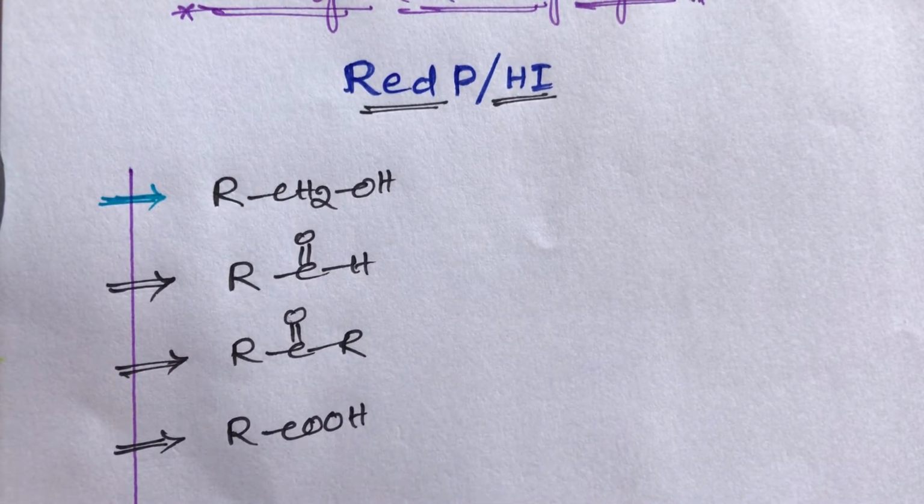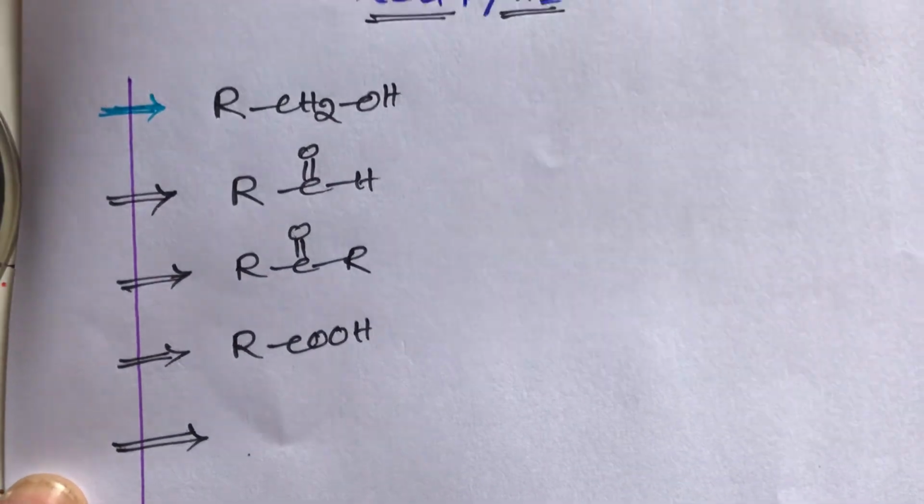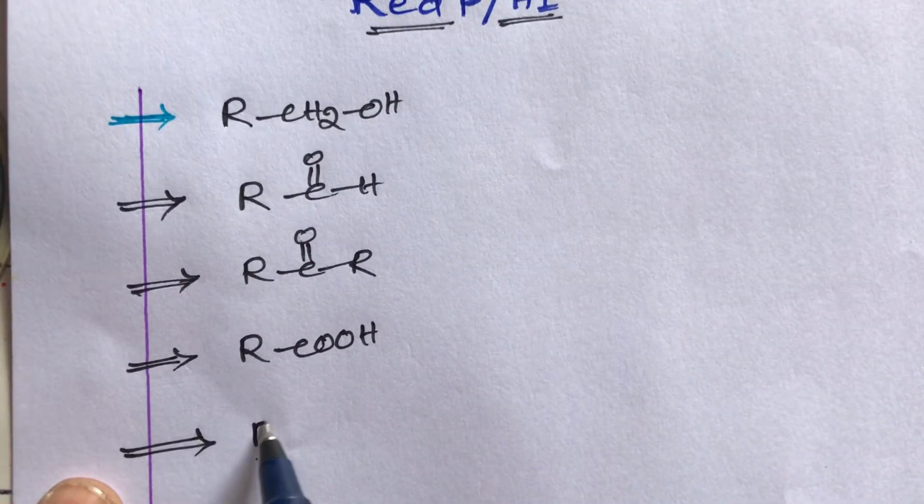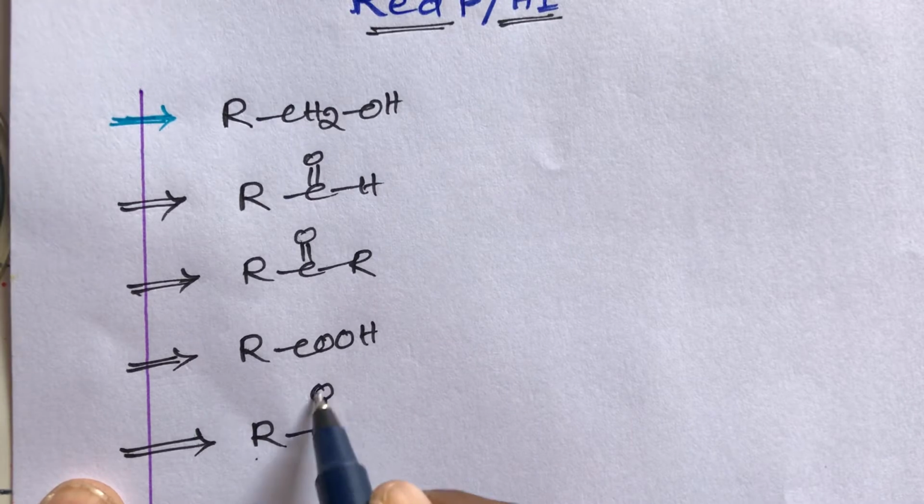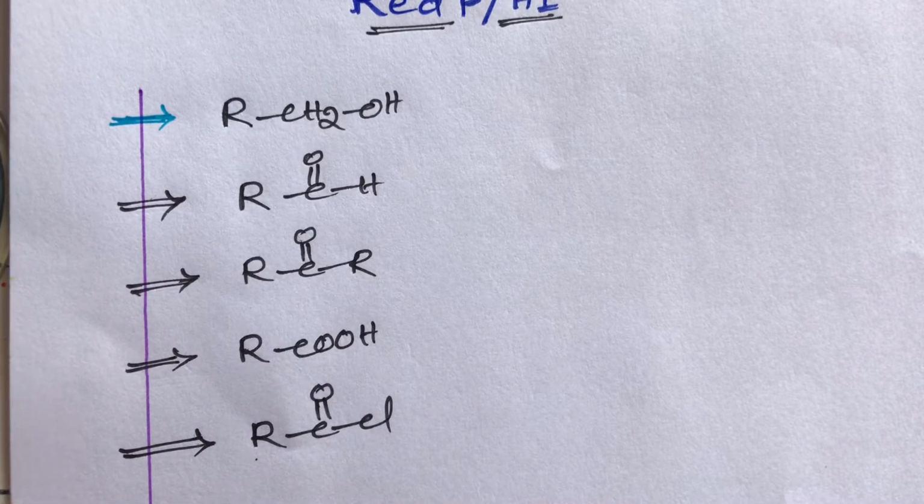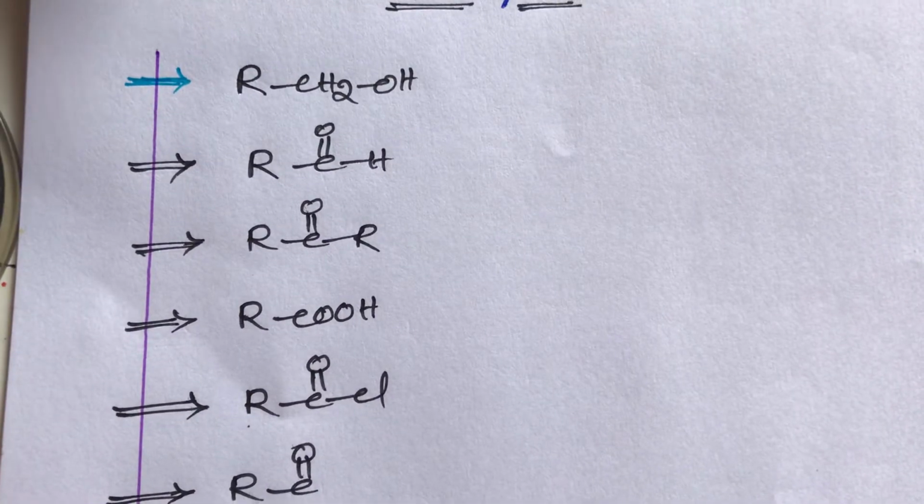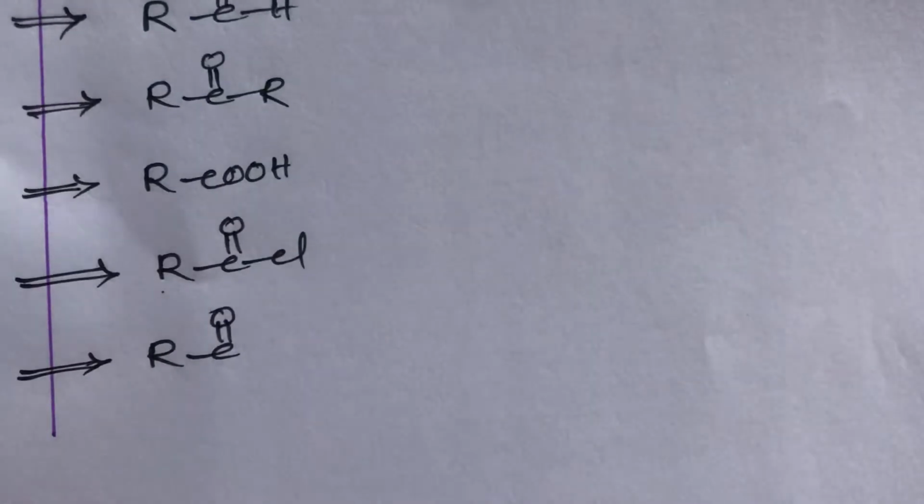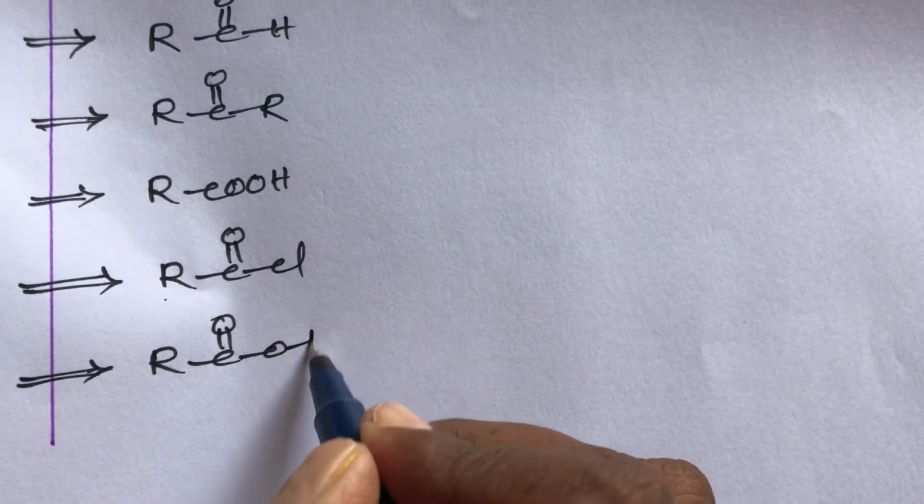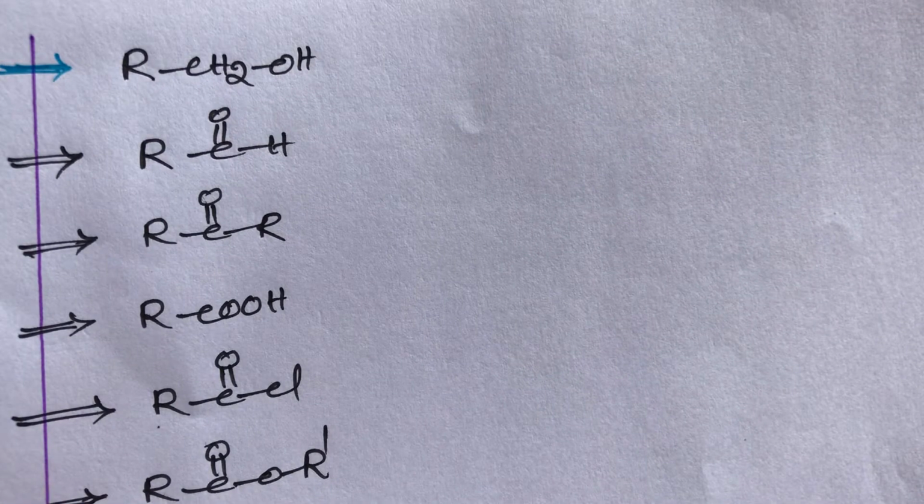The next one is that it can reduce acids. And it can reduce acid chloride, and it can reduce esters also. These are the important properties of HI in the presence of red phosphorus, student.